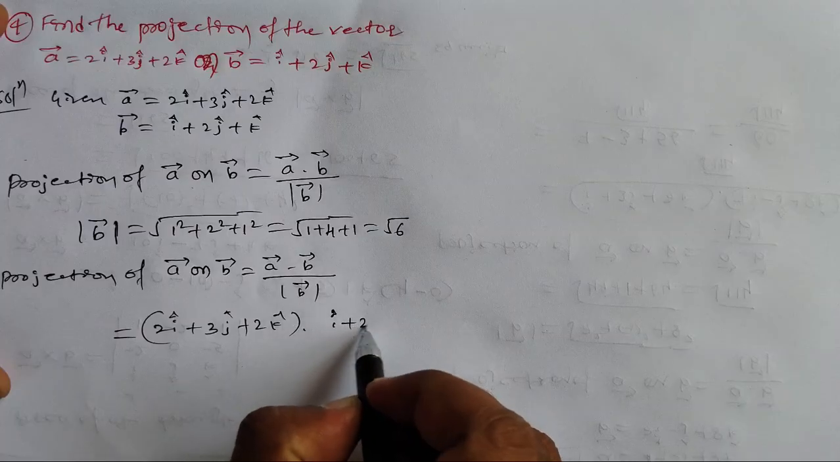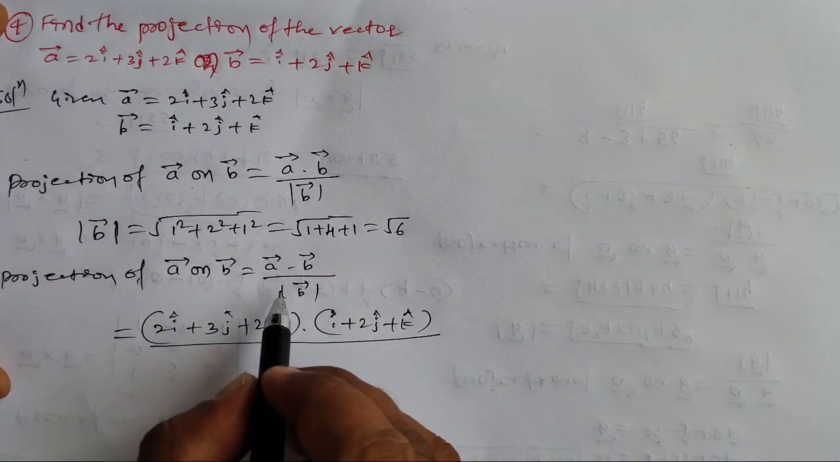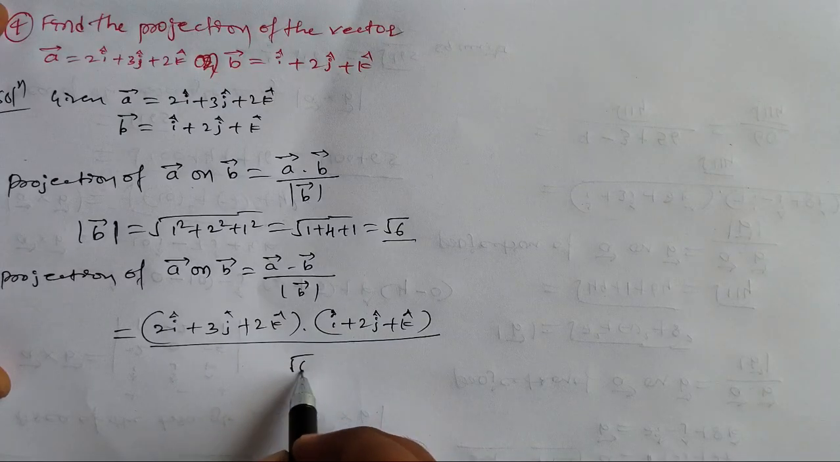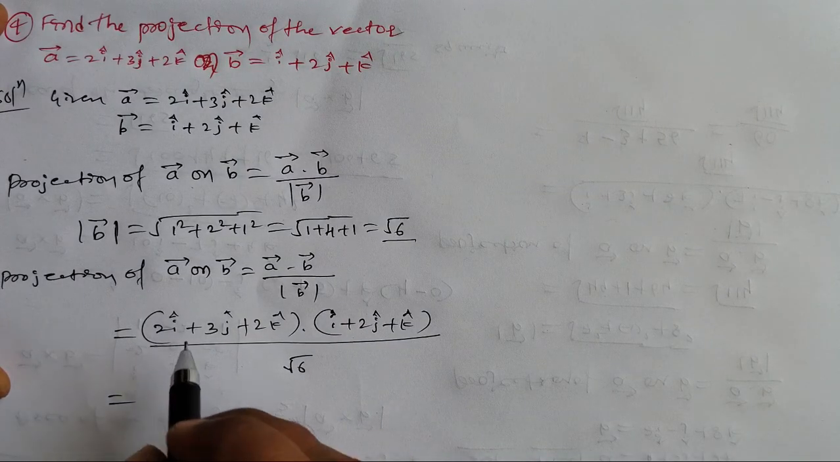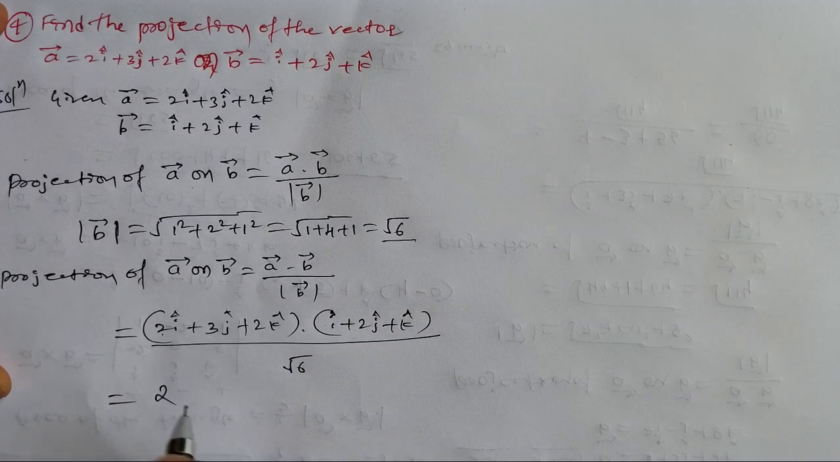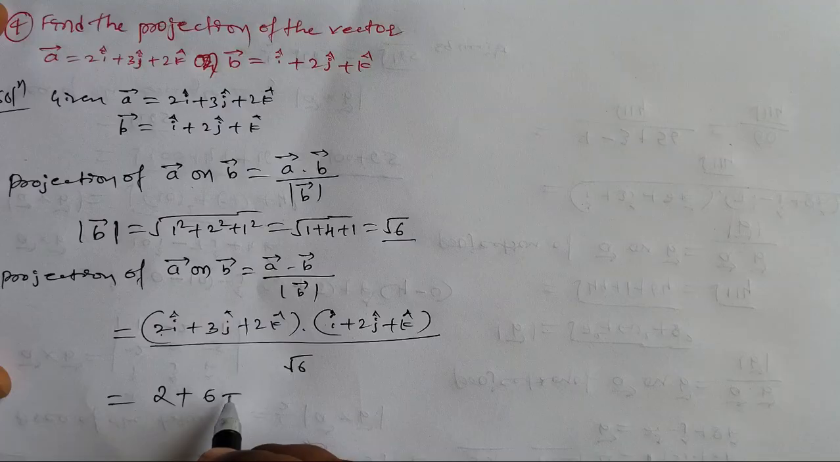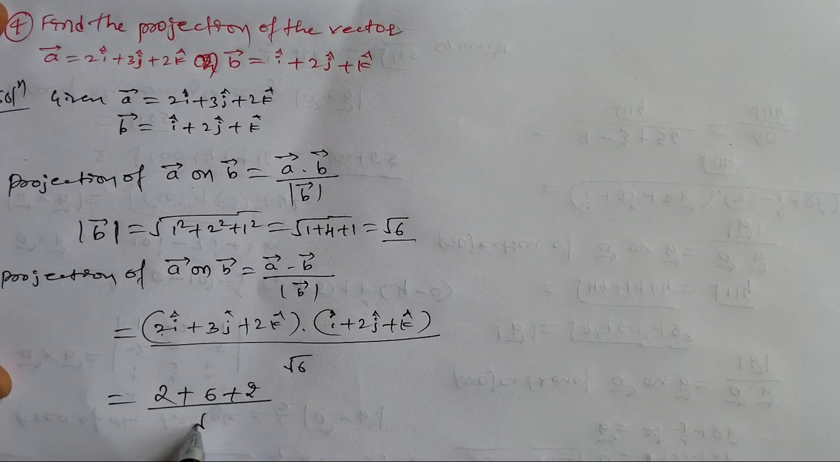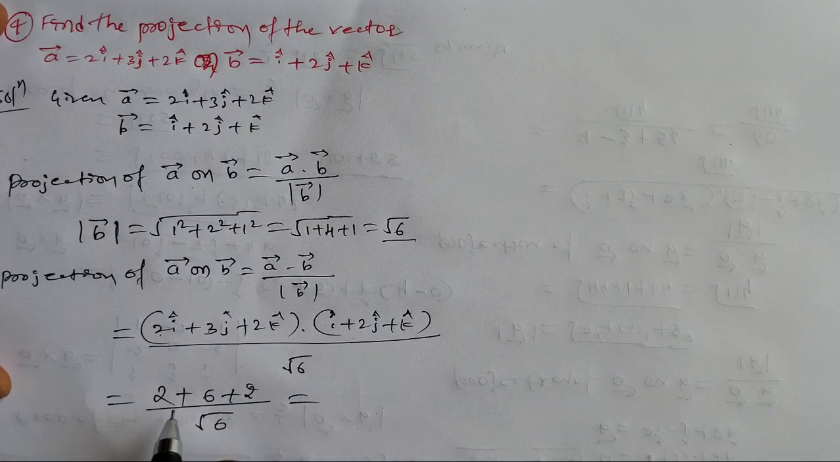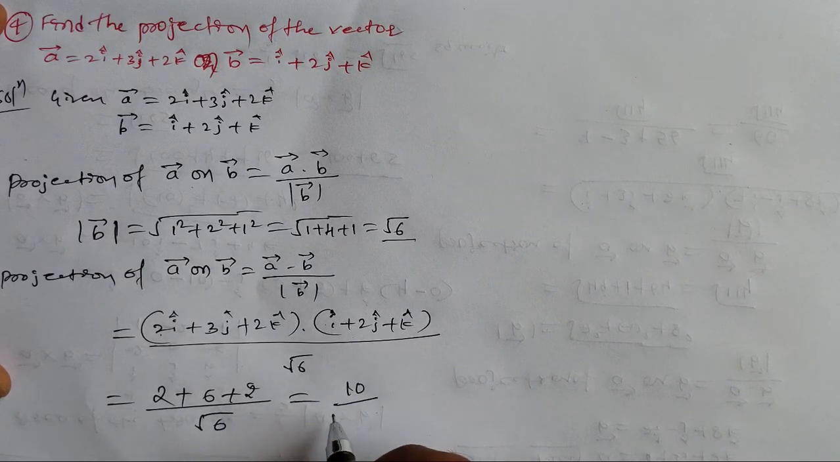I plus 2j plus k cap divided by, already we found the magnitude of B vector, what did we get? Root 6. Then that is equal to, okay, next multiply the coefficients, 2 into 1 becomes 2 plus 3 2s are 6 plus 2 into 1 becomes 2 divided by root 6, that is equal to 2 plus 6 plus 2 is 10 divided by root 6. Okay, this is the projection of A on B.